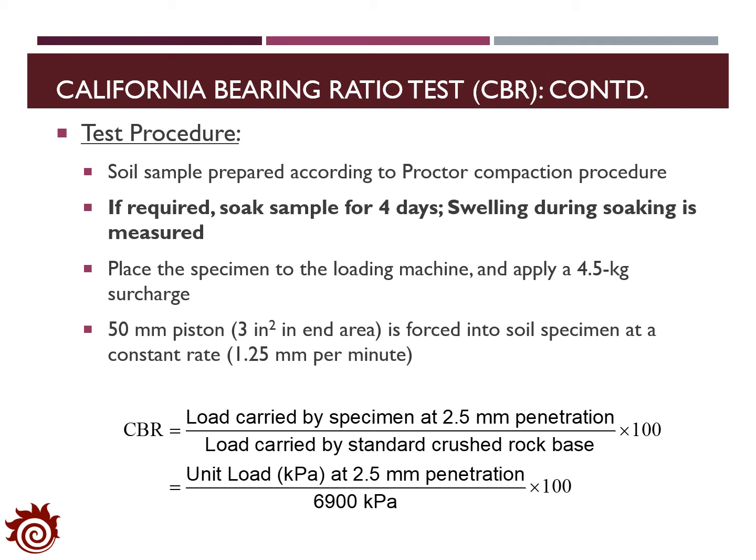And then a 15 mm piston will be attached to the specimen, and it's forced into the soil specimen at a constant speed, 1.25 mm per minute or 0.05 inch per minute. In the test, you have to record the load applied to the specimen at every penetration, and the load applied at 2.5 mm penetration is used to calculate the CBR value.